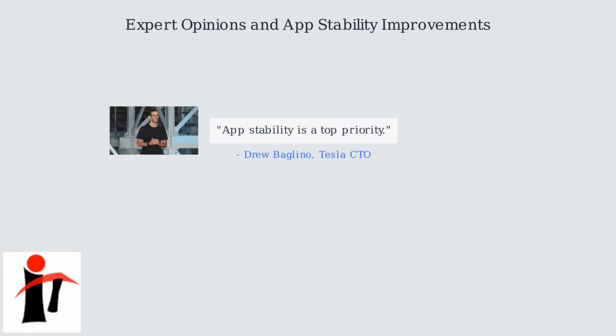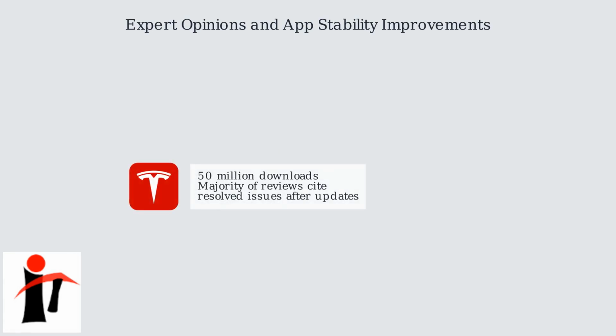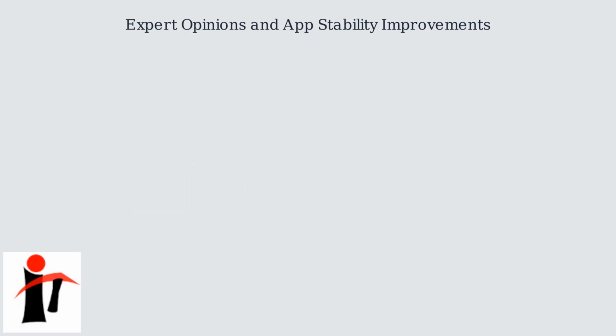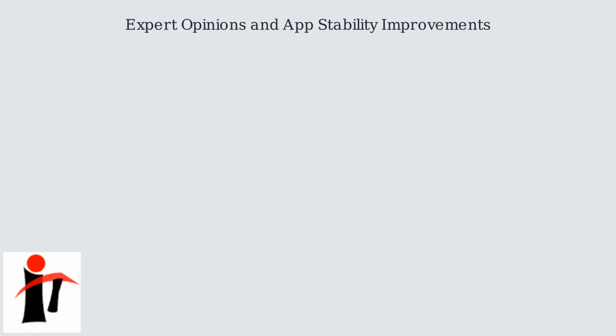Tesla's CTO Drew Baglino has emphasized that app stability remains a top priority for the company. As of October 2025, the Tesla app has reached 50 million downloads, with most user reviews noting that location and sync issues have been resolved following recent updates. To maintain this improvement, focus on proactive maintenance by keeping both your app and car firmware updated and actively participating in the Tesla community for troubleshooting tips.